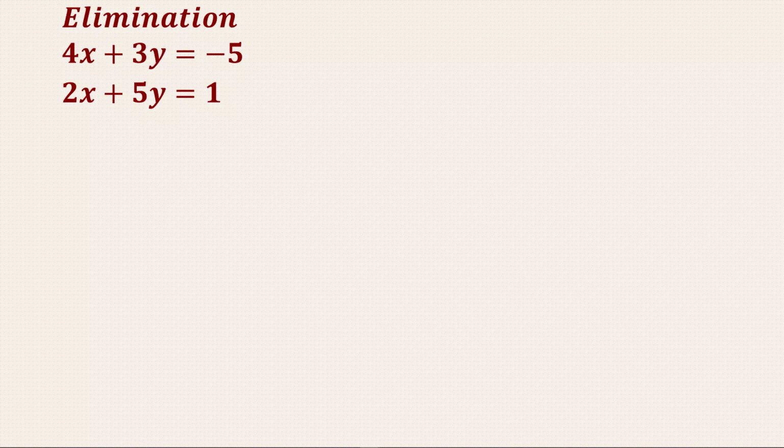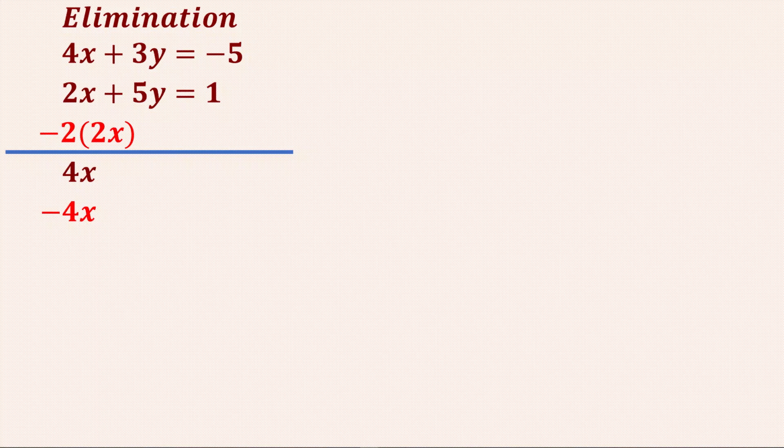Notice the x term coefficients, 4 in the first equation and 2 in the second one. They don't match, they aren't opposites, but they do relate in an easy way. If you multiply 2, the coefficient of x, by negative 2, it becomes negative 4, the opposite of 4. And when combined, the x term will have a coefficient of 0 and drop out of the equation.